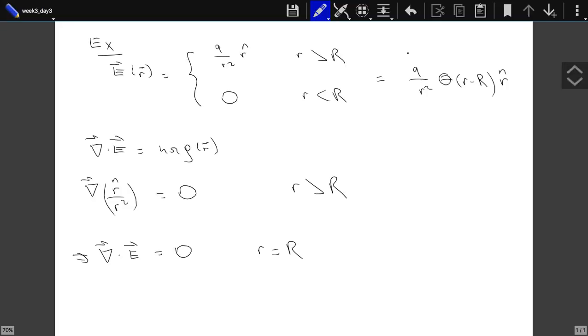Now, let me write it slightly differently. It's the product of two functions. When you take the derivative, you have the derivative of the first part, which is Q over R squared in the R hat direction, times the second part. The derivative of that, meaning the divergence of that first part, is 0. But then you also have contributions from the derivative of the step function, which would give us some Dirac deltas. So that is what we would expect: some surface charge distribution located at the surface of this sphere.